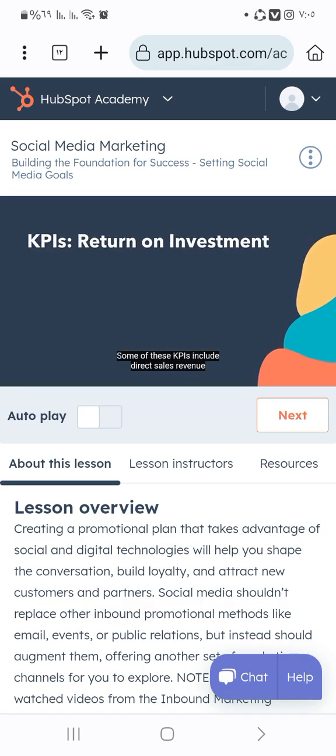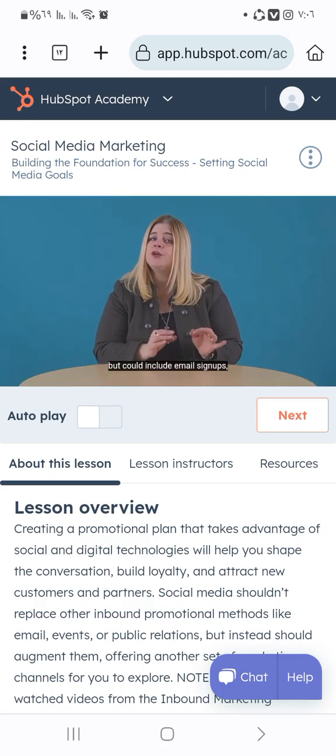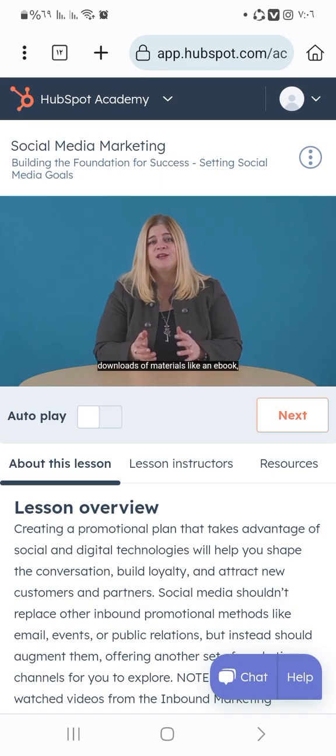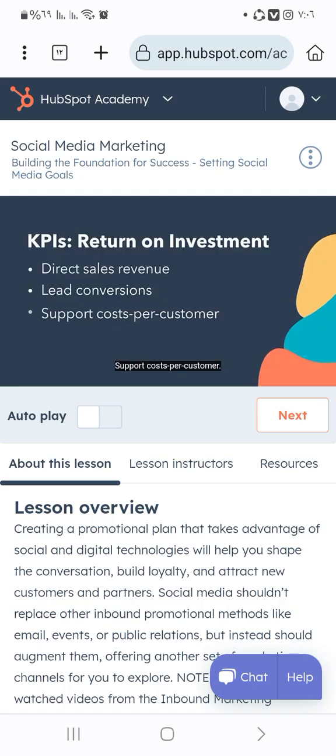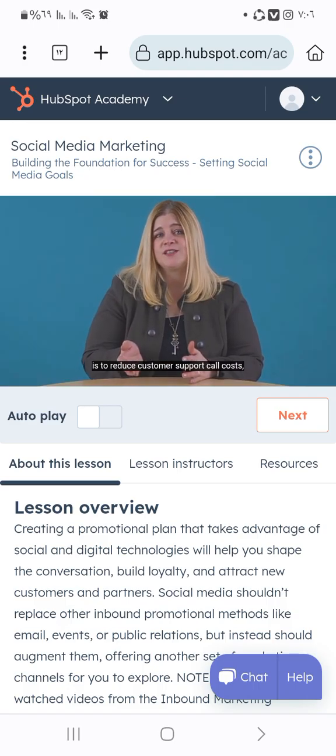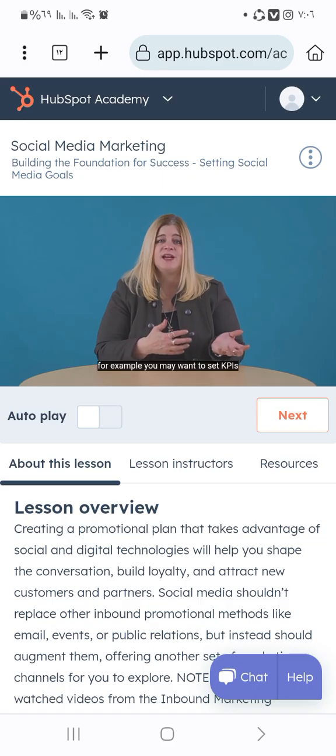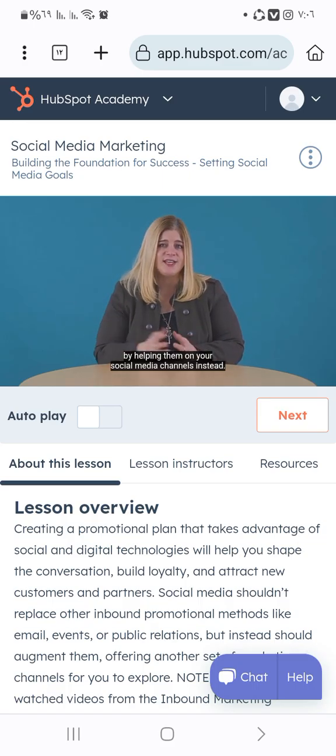Some of these KPIs include direct sales revenue from social media, such as orders that come in from a coupon or links into your website that lead to purchase; lead conversions from social media campaigns. This may vary from company to company, but could include email signups, downloads of materials like an ebook, or activations of trial software; support costs per customer. If your business goal is to reduce customer support call costs, for example, you may want to set KPIs for how many calls you can offset by helping them on your social media channels instead.